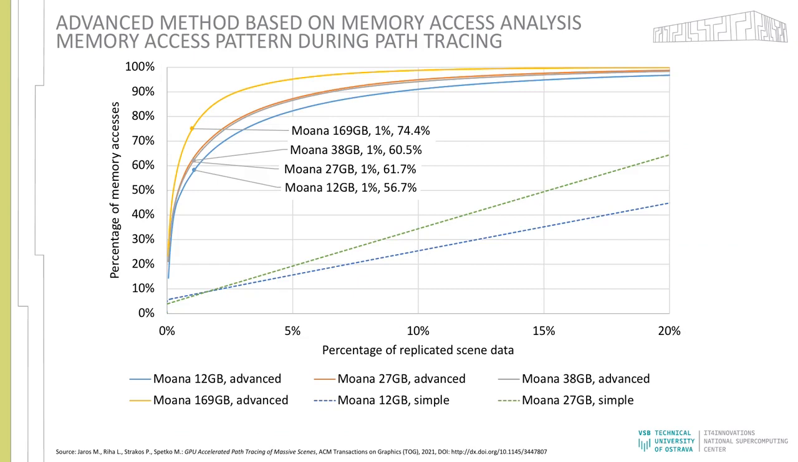This chart shows how many memory accesses are covered by the replicated chunks for different replication ratios. The most important fact is that the larger the scene is, the smaller the part of it that must be replicated. For the Moana Island scene of size 169 GB, we need only 5% of replicated chunks to cover 95% of the total memory accesses. This is a significant improvement over the method which replicates the entire data structures.